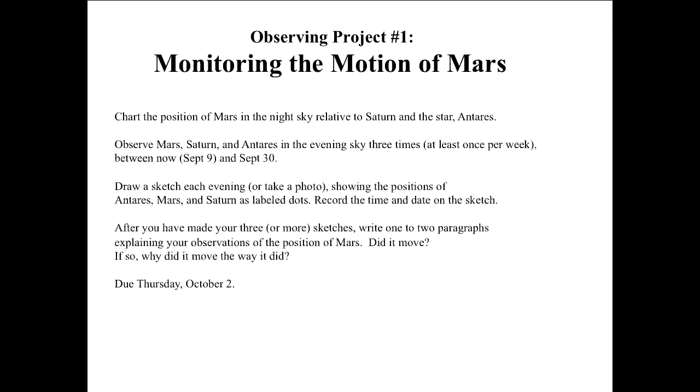Okay? So again, here's the project. It's online, so you don't have to write this down, but the key is to draw a sketch each evening and show the positions of the 3 dots. Label the dots with Saturn, Mars, and Antares, and put a time and date at the bottom of the piece of paper somewhere, so you can remember when you made your observation.